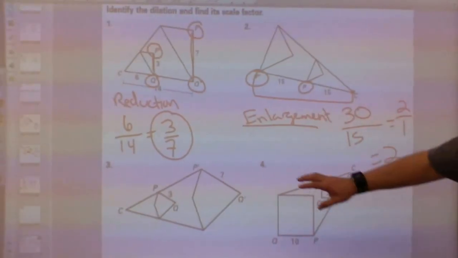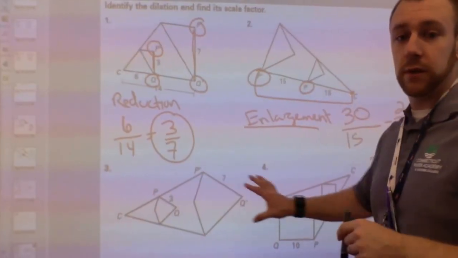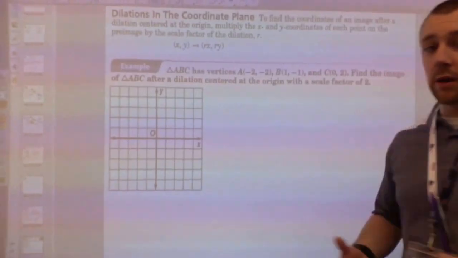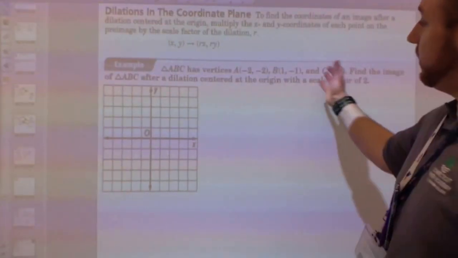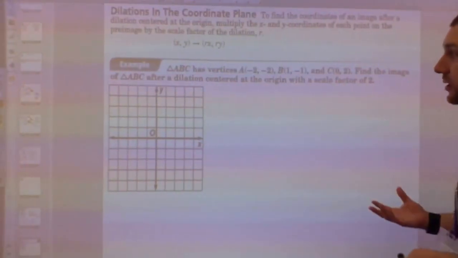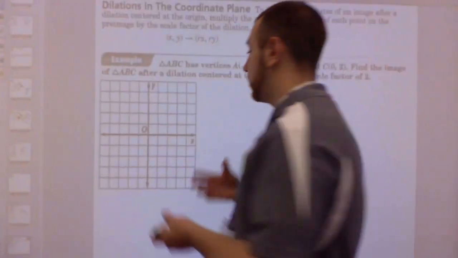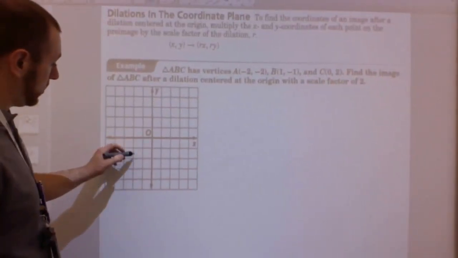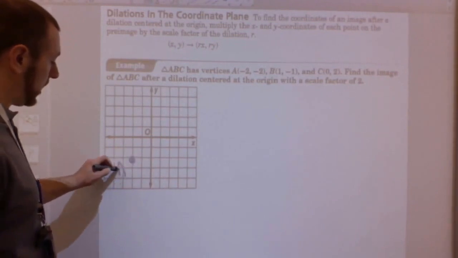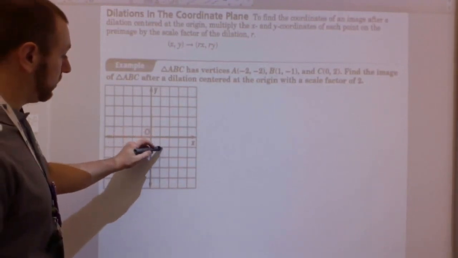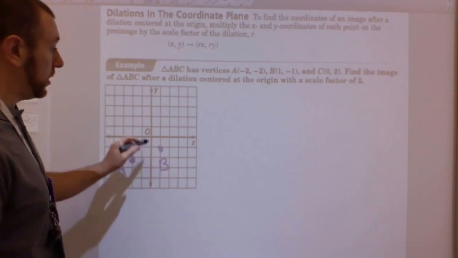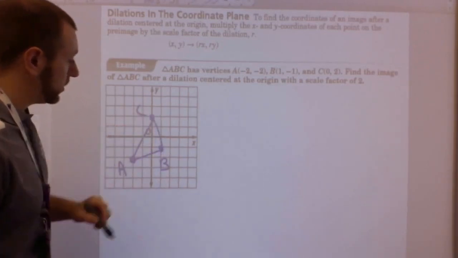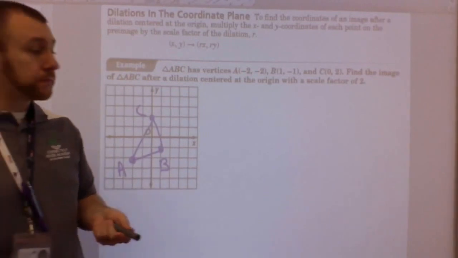Okay. So you're going to follow these same procedures for these two. On the coordinate plane, again, you're given the coordinates. So the first thing you're going to do is graph your first figure. So -2, -2, there's my A. 1, -1, B. 0, 2, C. So there is my first figure.